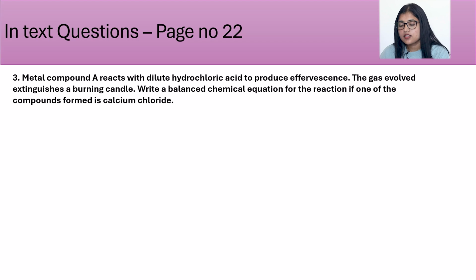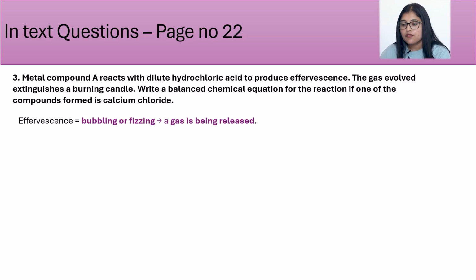Third question asks, metal compound A reacts with dilute hydrochloric acid to produce effervescence. The gas evolved extinguishes a burning candle. Write a balanced chemical equation for the reaction if one of the compounds formed is calcium chloride. So we are told that there is a metal compound that is reacting with HCl and it is giving out effervescence. Effervescence is nothing but bubbling or fizzing. That means a gas is being released.